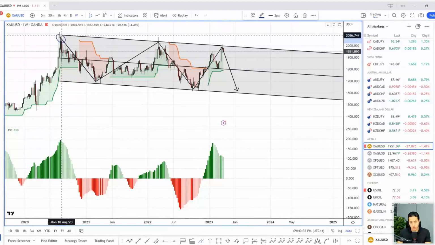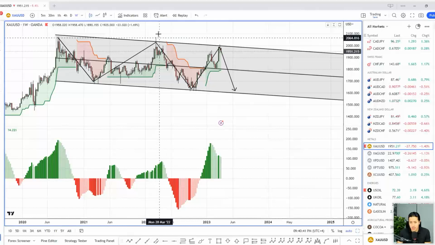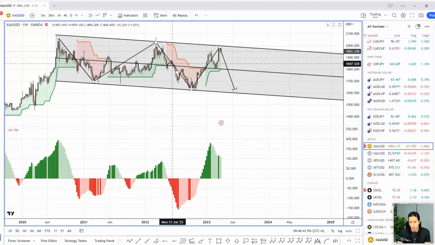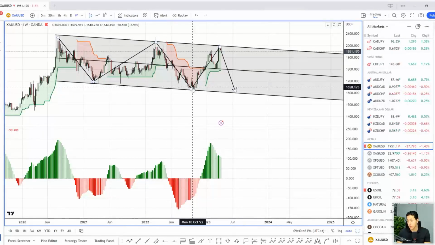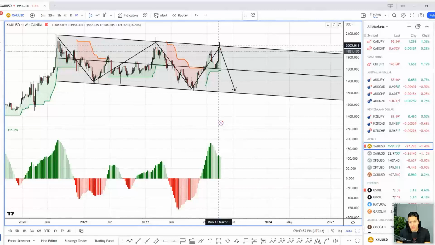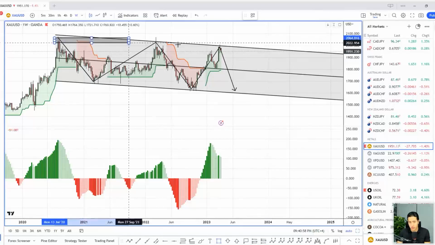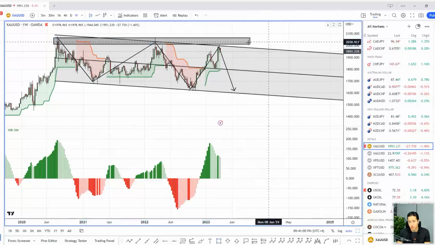So the first one was basically here around 2070. The other one was around the same levels. However, it was just a tiny touch before going down back to the levels of $1,650 per ounce. And the third one was basically another touch to those levels. So this is a very, very clear level of resistance here, just around the levels of $2,000 per ounce.